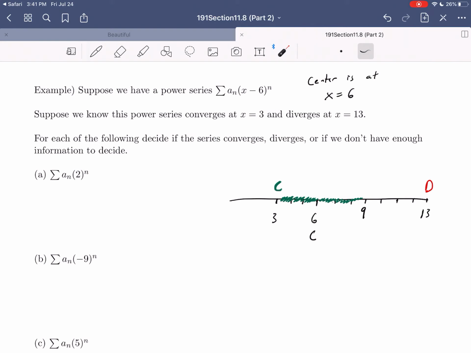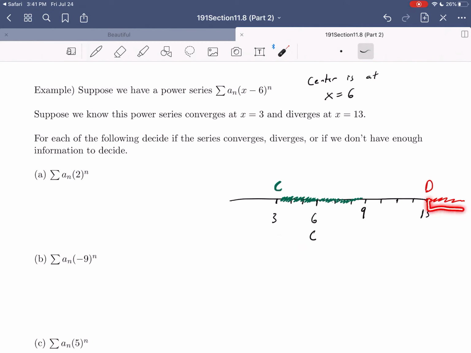All right, what do we know about it diverging? Well, if it diverges here, then it has to also diverge further out. Because if you are further than this, it can't suddenly converge, because then we'd have convergence, then some divergence, and then some more convergence. That wouldn't be an interval centered at the center.